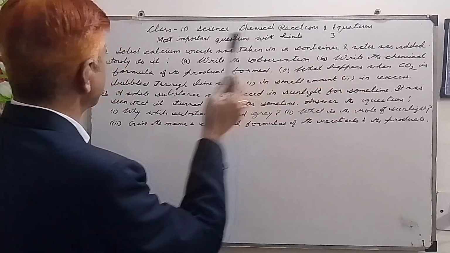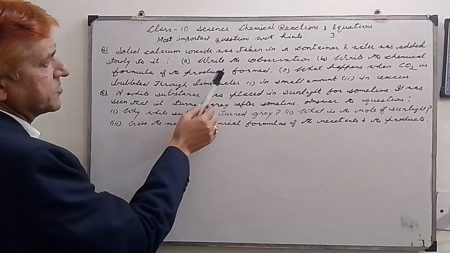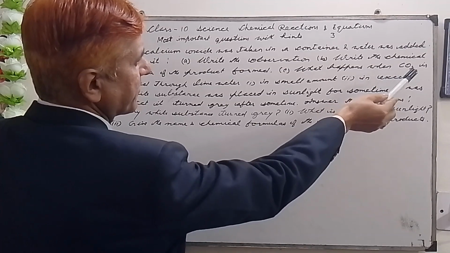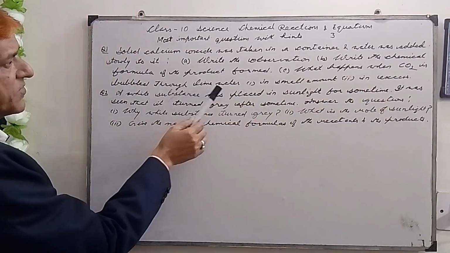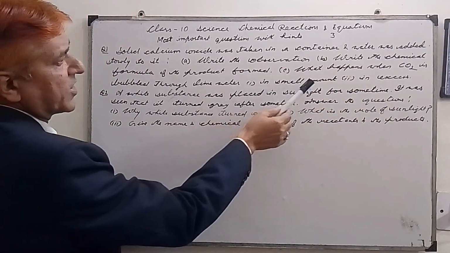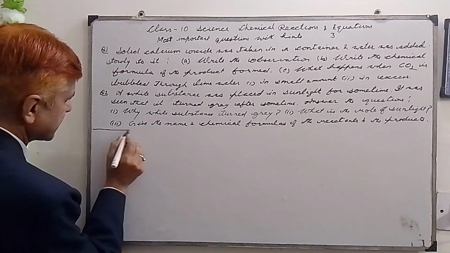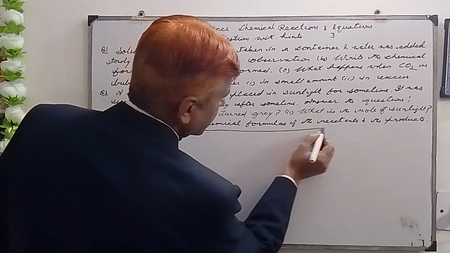Part B, write the chemical formula of the product formed. C is, what happens when carbon dioxide is bubbled through lime water? Number 1, in small amount. Number 2, in excess. So my dear students, this is our question which we have to answer.